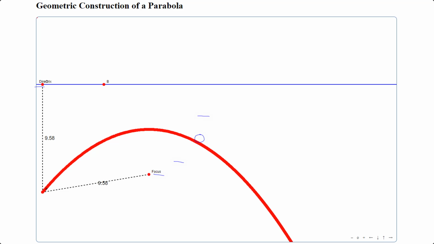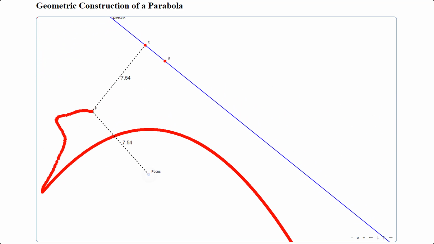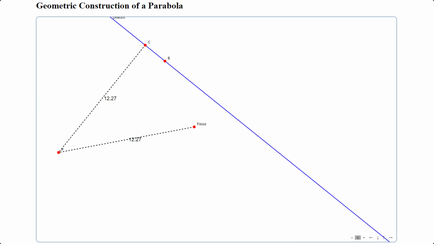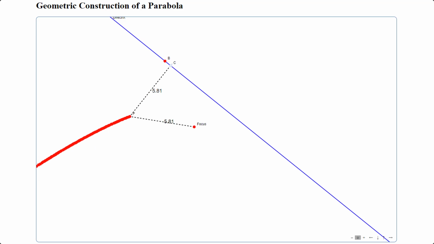Now, let's try some other values for the directrix and for the location of the focus. So let me tilt the directrix and let me move the focus closer to the directrix. And we'll erase what we have, and now I'll draw all the points that are equidistant.